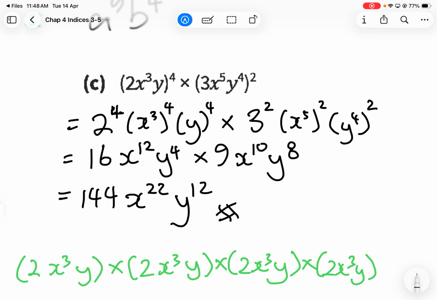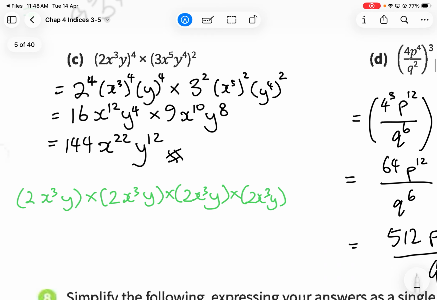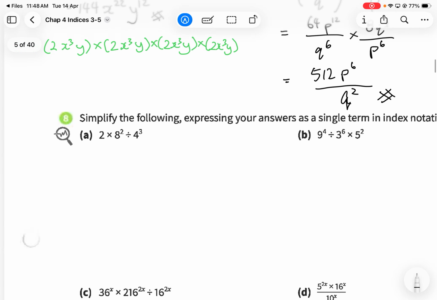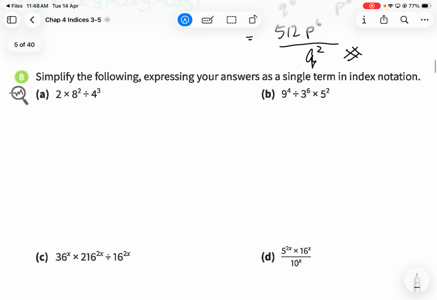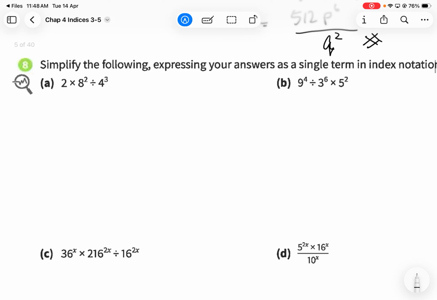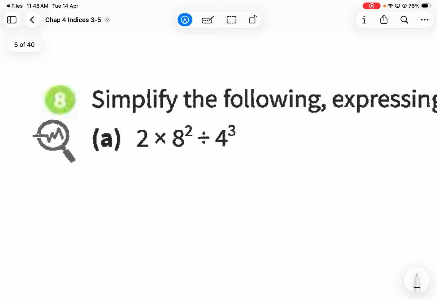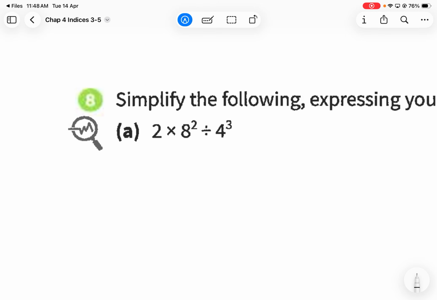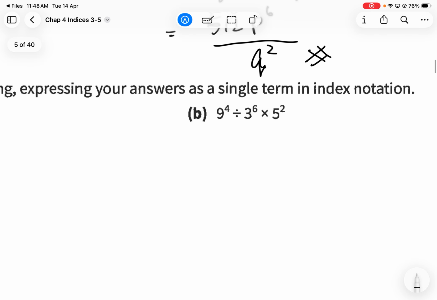Okay, this topic, this chapter, actually like that, if you can do these questions, good enough already. Okay, then we try to look at question 8. They combine a few numbers, then they want you to make it become one number. So, without calculator, right?